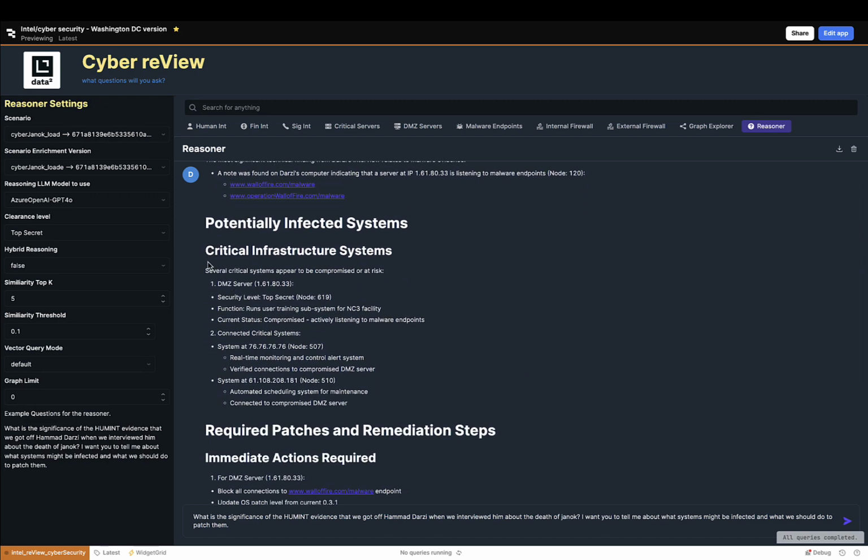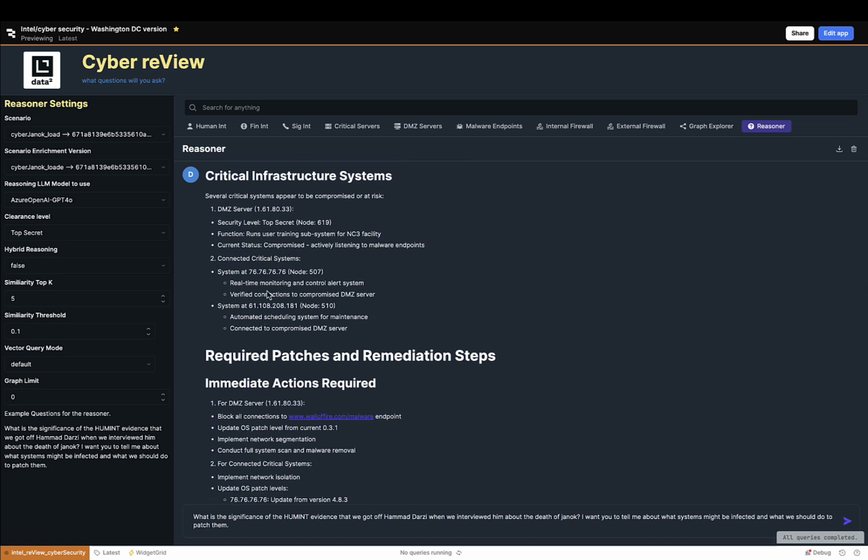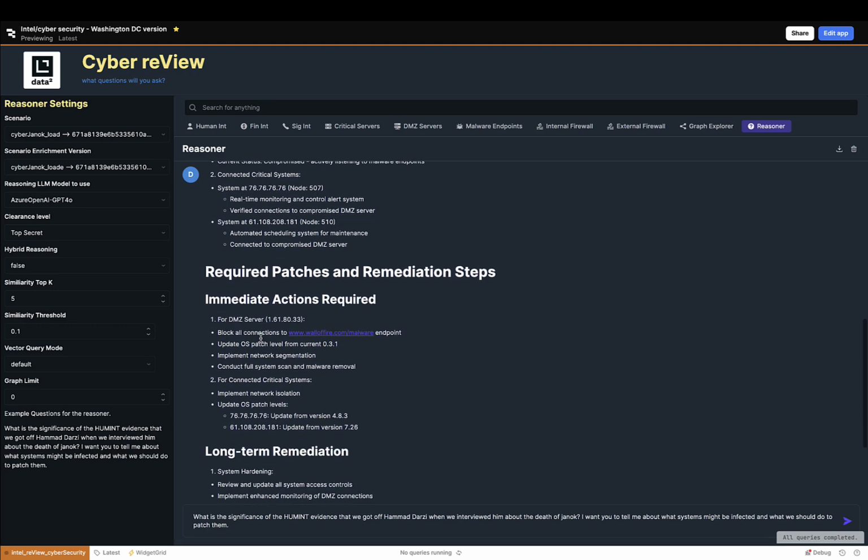But then it's looking at these systems. So it's seeing that DMZ server, 1.61.80.33, and it's looking that up. It's recognizing that that's also connecting to two other servers, this one 7676 and this one 61.180. These are two different servers that are connected to that same DMZ server that's talking to the malware endpoint. Even though the note we found only was talking about this one, the graph recognized there were additional connections to that server from this other one. So this server could be compromised as well.